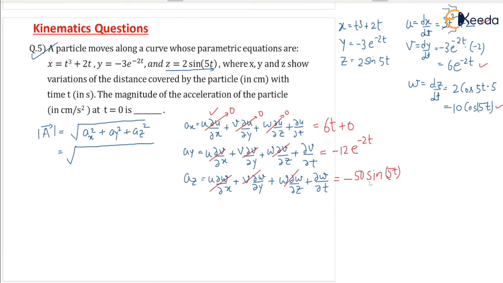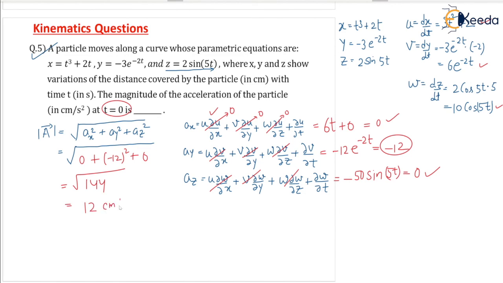Okay, now one more condition is given that at t equal to 0, so 6t will become 0 finally, and e to the power 0 is 1, so it will become minus 12, and sine 0 is 0. So ax is 0 and az is also 0. Only you are left with this term minus 12. So substituting this in the equation, root under 0 plus minus 12 square plus 0, so you will be getting root under 144, that is 12 centimeter per second square. That is the answer. Okay, thank you.